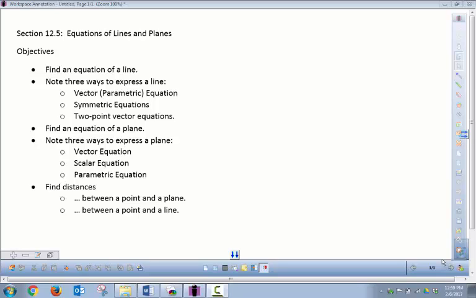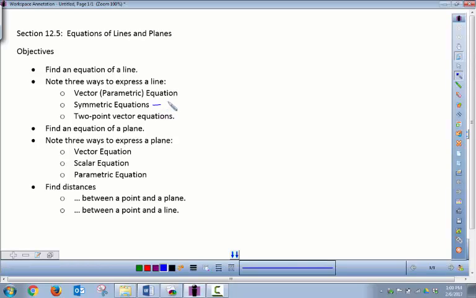In 3 dimensions, we're also going to be able to express our equation of a line in symmetric equations, they call it. But we're also going to be able to write things in vector and parametric form as well.